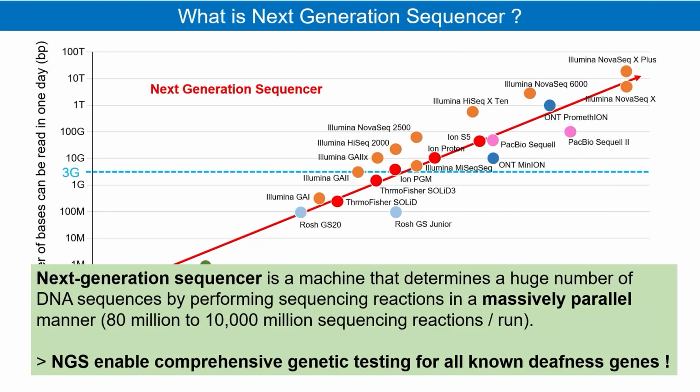The next generation sequencer is a machine that determines a huge number of DNA sequences by performing sequencing reactions in a massively parallel manner. For example, 80 million or 10,000 million parallel sequencing reactions are performed at the same time. So we can get a huge amount of data. So NGS enables us to do comprehensive genetic testing for all known deafness genes.